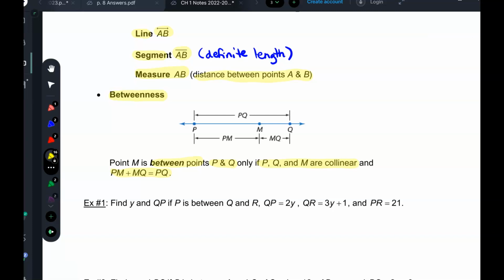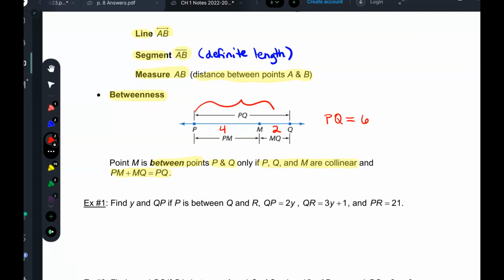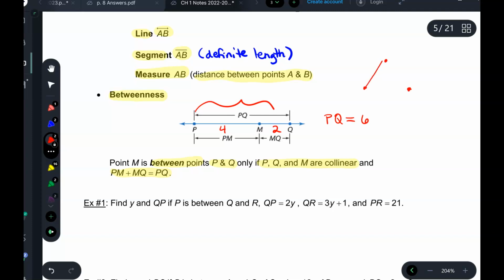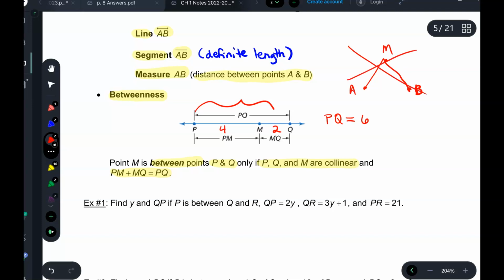It seems kind of obvious, but say this is 4 and this is 2, so what would PQ be, the whole segment? 6. It's not a trick question. But you need to make sure that they're collinear. So if I have a point here, and a point here, this is not between. That's not between, so we can't have that apply. I can't say AM plus MB equals AB.